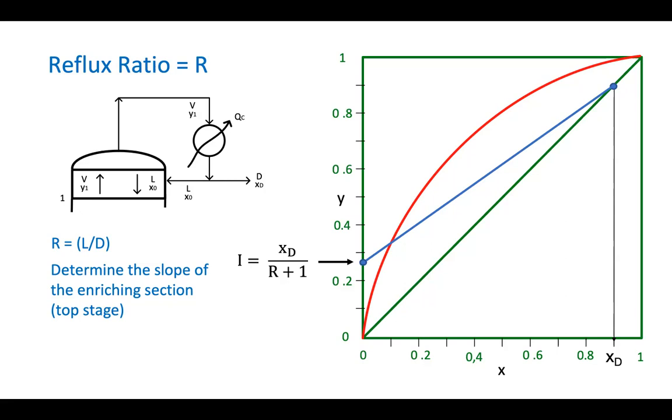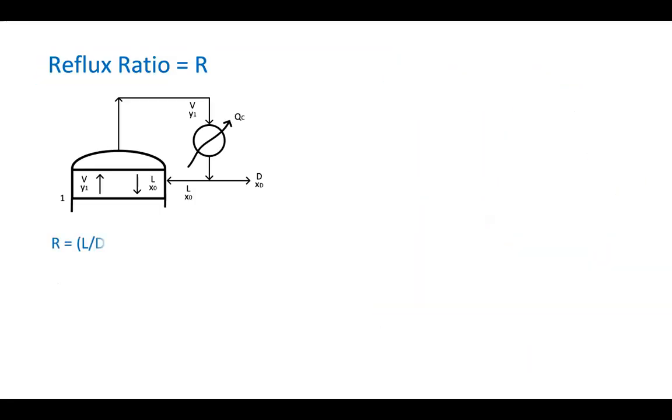Okay, but sometimes we don't really know how to get the reflux ratio. We can't just put in any value of reflux ratio. Sometimes I want a reflux ratio of, for example, 100, or I want a reflux ratio of, for example, 3. So how are we sure that we have a good reflux ratio? Okay, go back here.